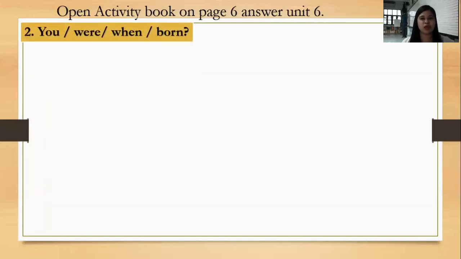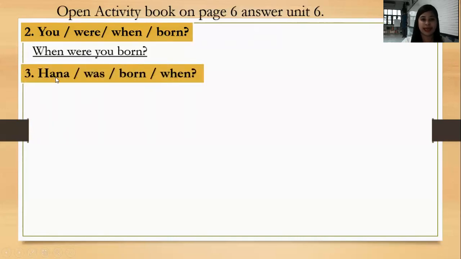Activity book on page 6. Unit 6. Number 2: When were you born? When were you born?